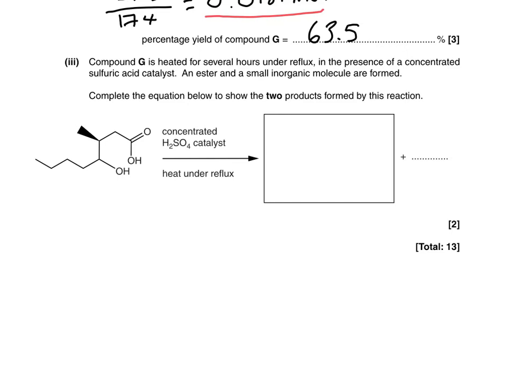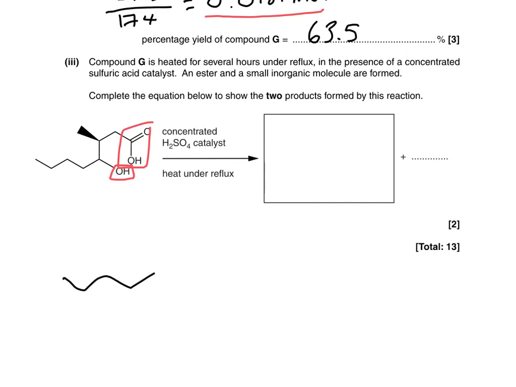So compound G is refluxed for several hours with a concentrated sulfuric acid catalyst. An ester and a small organic molecule are formed. A slightly tricky one, but you should be able to work it out. If we're forming an ester, we've only got 1 molecule to start with. In order to form an ester, we need an alcohol and a carboxylic acid group, so it must be reacting with itself. This is one of their favourites, to have a cyclic molecule breaking down.